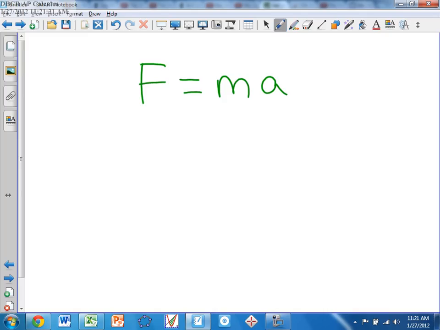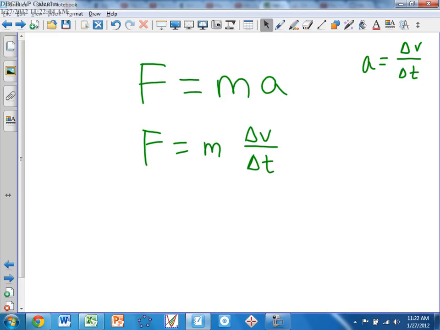Who can tell me what acceleration is the rate of change of? Velocity. Very good, Christian. Acceleration is really delta v over delta t. Remember, it's the change in velocity over time. One of your formulas that was on your midterm. Now, if I replace a with that, F equals m delta v over delta t. Now, multiply both sides by delta t.